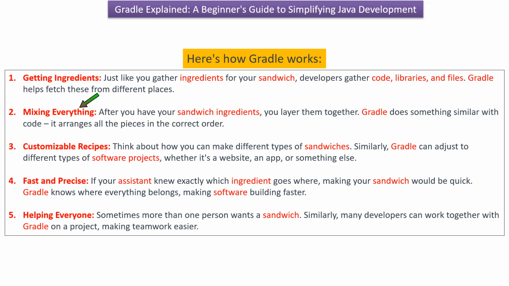The second point is mixing everything. After you have your sandwich ingredients, you layer them together. Gradle does something similar with the code. It arranges all the pieces in the correct order.